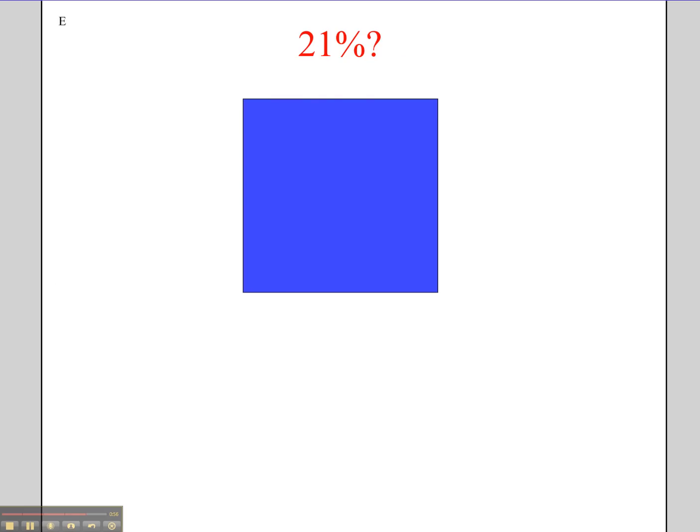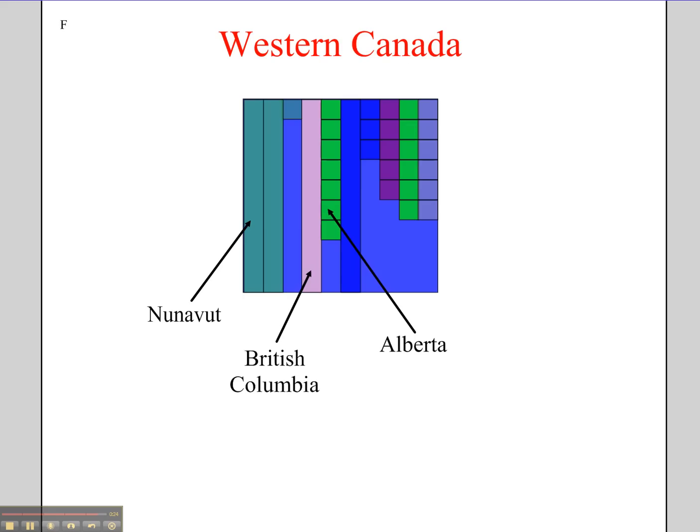Question E says, before coloring the grid, how could you tell that 21% would take up less than a quarter of the grid? Now, of course, there's lots of different answers, and depending on how you think, this will be different for all of you. But I like to think of it as a quarter. If 25 is a quarter of a dollar, then 21 is not quite a quarter. So it would be less than 1 quarter. But you also know that the ratio 1 to 4 is 25. 1 quarter is 25. And so there are other ways to think about it as well.